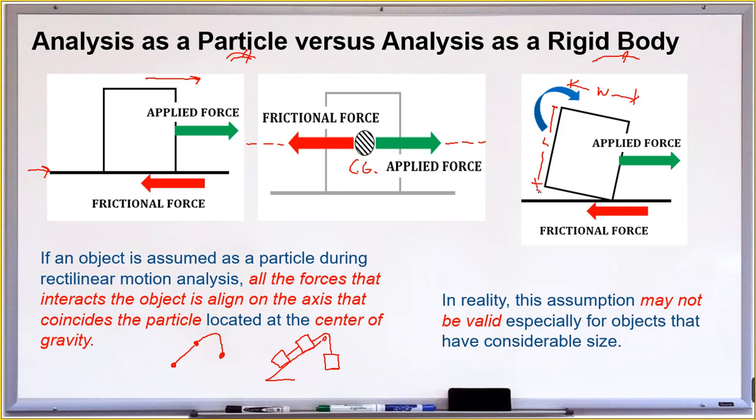Okay, so same forces, we still have the applied force here and the frictional force. Now, if we try to move this block towards the right by applying a force, let's say, for example, this force has a distance from the ground, let's say d. Now, as the distance increases, of course, there's a chance.